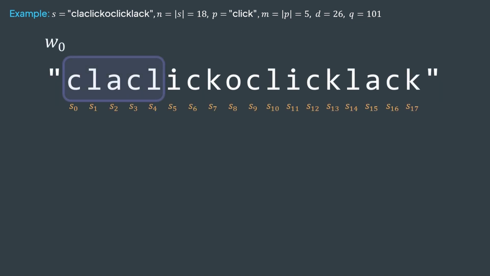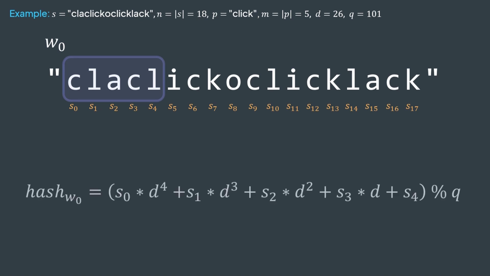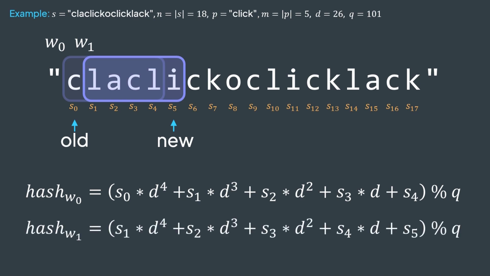Let's take this example and get ready for another mathematical demonstration. Here m is 5, so our first window consists of the first 5 characters of s. Let's calculate its hash. It's s0 times d power 4 plus s1 times d power 3 plus s2 times d power 2 plus s3 times d power 1 plus s4 times d power 0, all that modulo q. What about the hash of the next window, the one that starts at index 1? It's s1 times d power 4 plus s2 times d power 3 plus s3 times d power 2 plus s4 times d power 1 plus s5 times d power 0, all that modulo q.